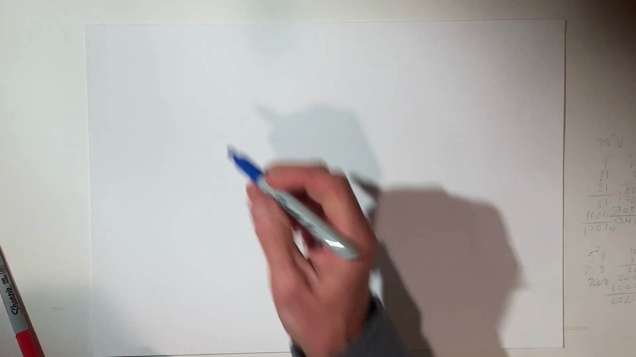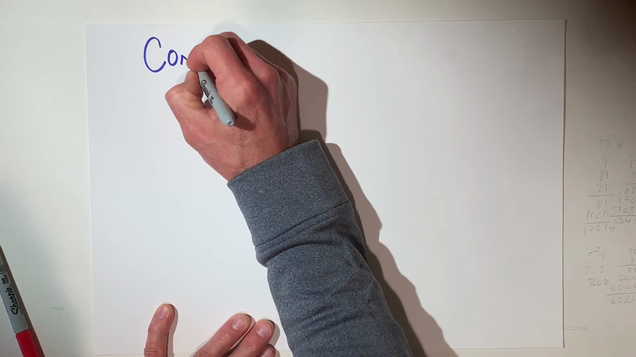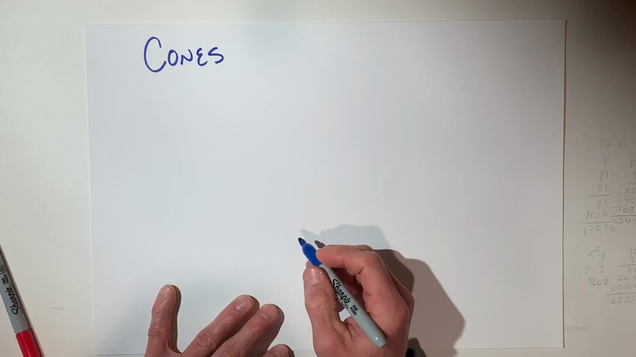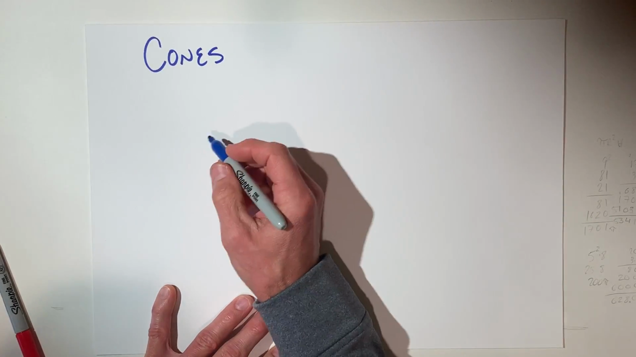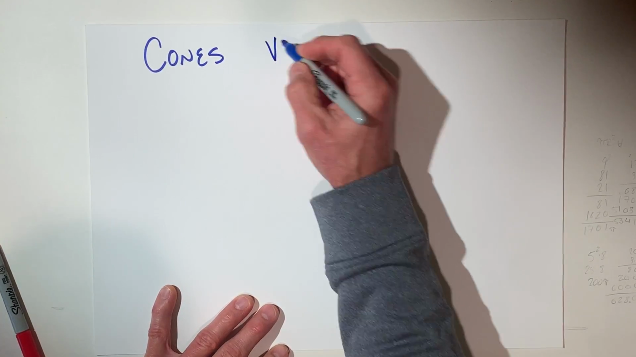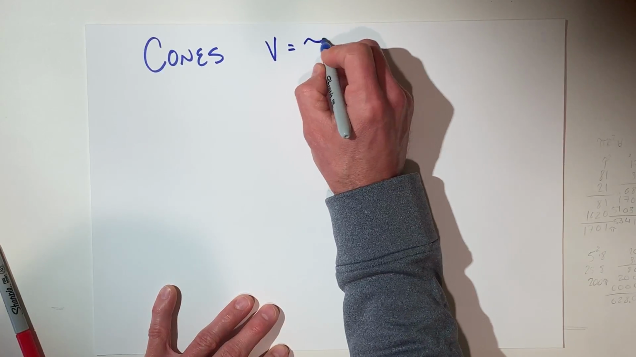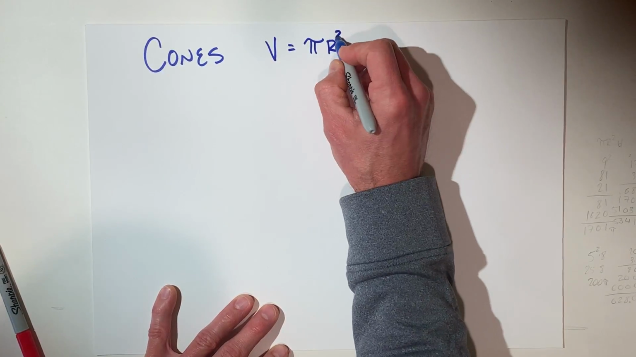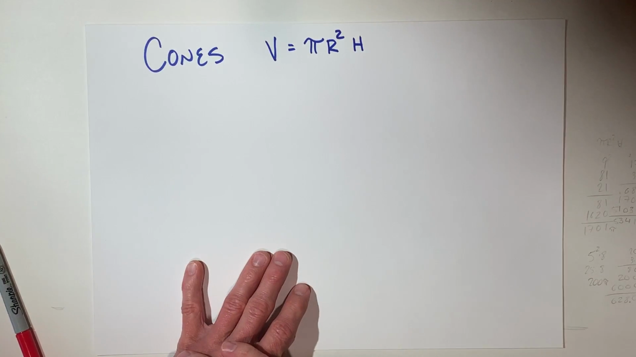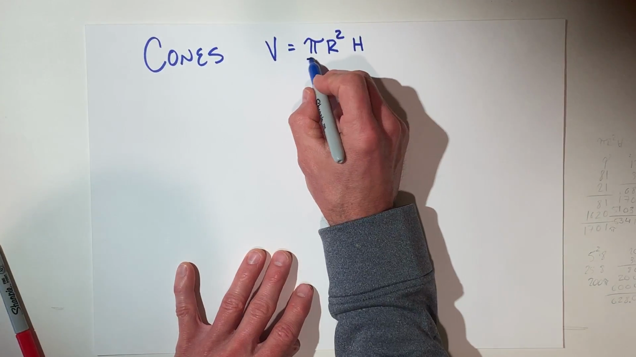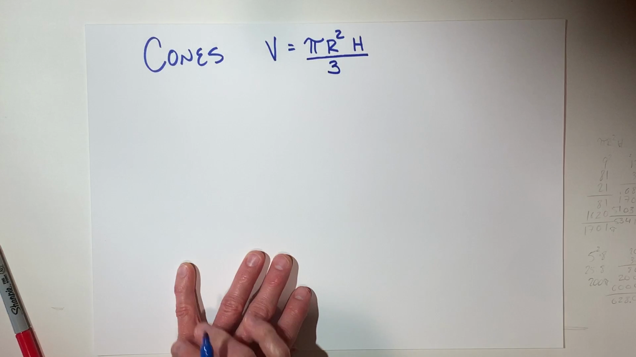All right, for those of you that have been waiting for the blue marker and to deal with cones, the neat thing about cones is that the formula for the volume of a cone is, well, it's going to look really familiar. It's the same thing as the volume for a cylinder, but divided by 3.